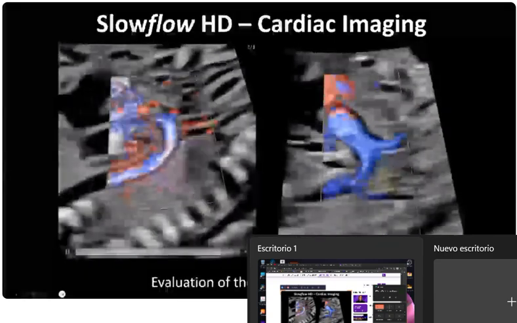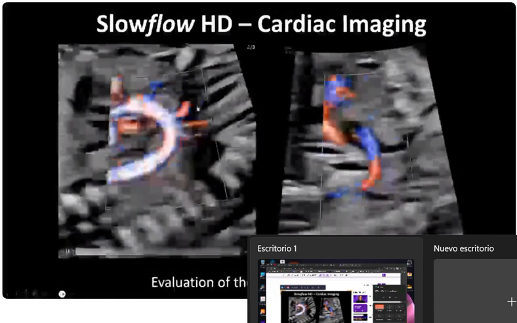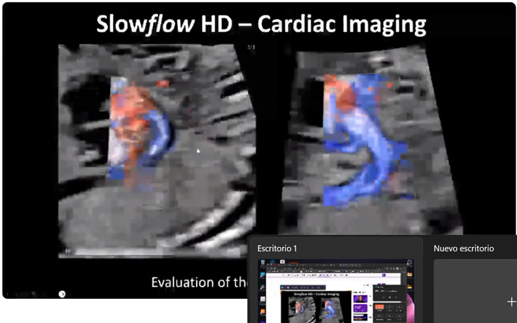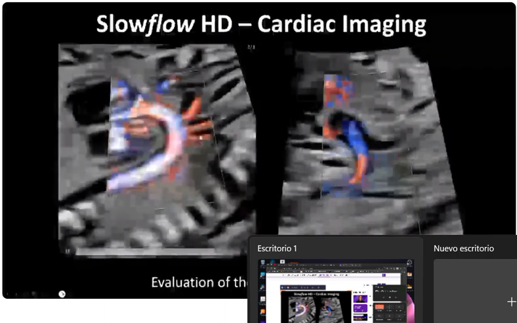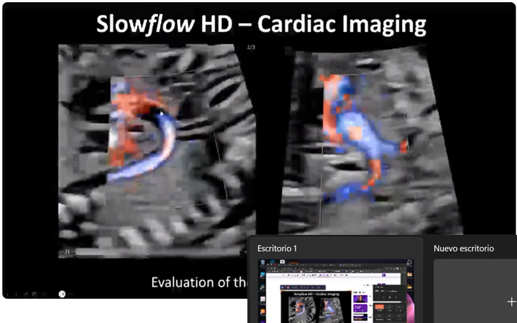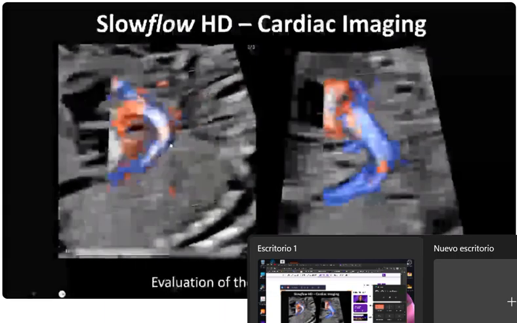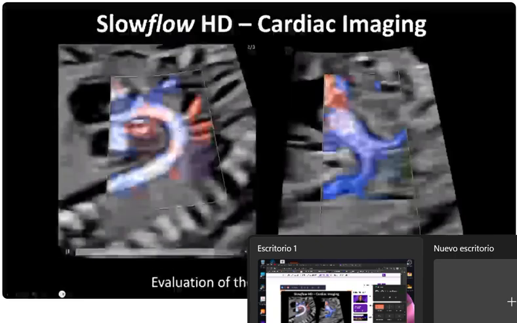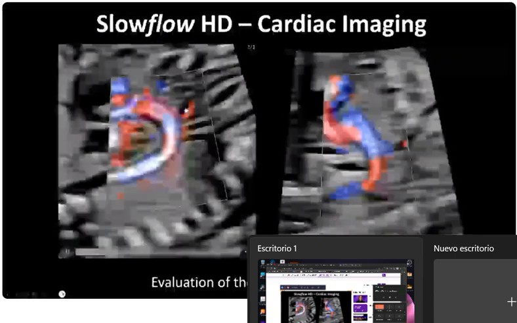And here we have the normal aortic arch, the very nice head and neck vessels visualized, and you can see how much the color stays within the vessel and there is no bleeding artifact, the very good delineation of the head and neck vessels here.